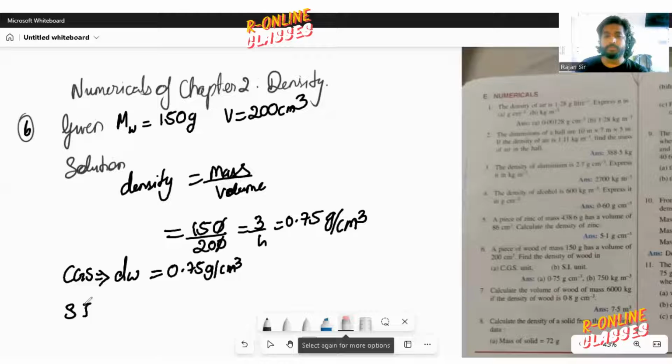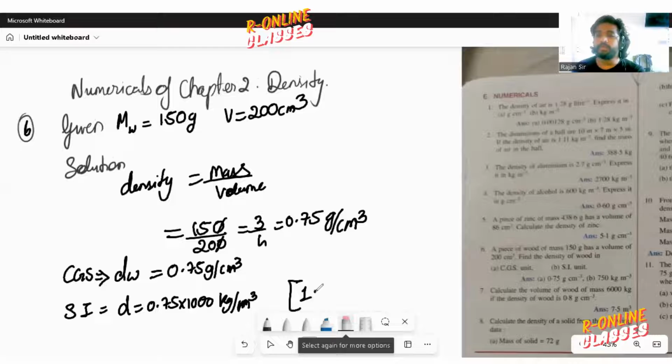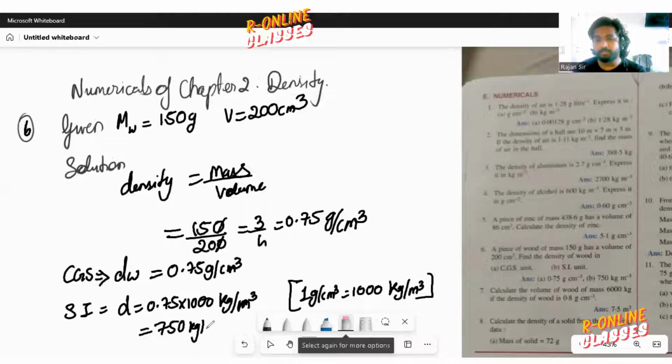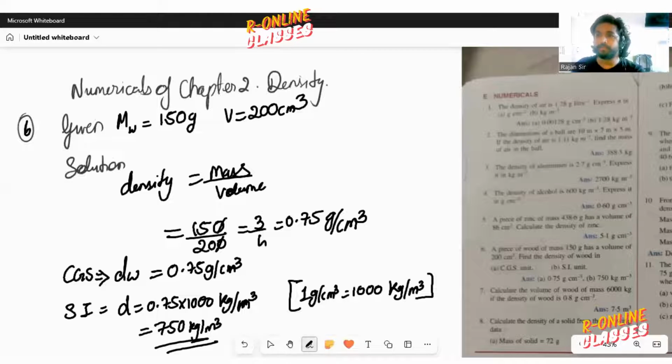And in SI, you know, density would be 0.75 into 1000 kg per meter cube. Now for the safer side, you don't want your teacher to cut your marks, so you write 1 gram per centimeter cube is 1000 kg per meter cube. Make sure you're writing the conversion. So we got 750 kg per meter cube. Sorted. I hope you like that. Easy. Let's go to the next one.